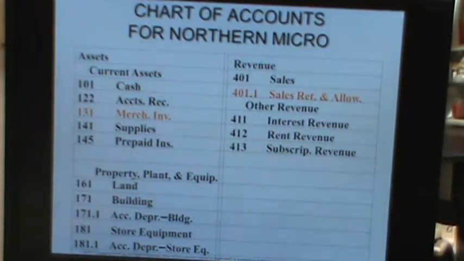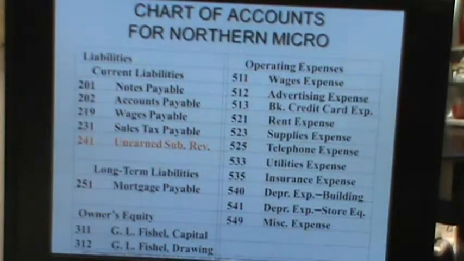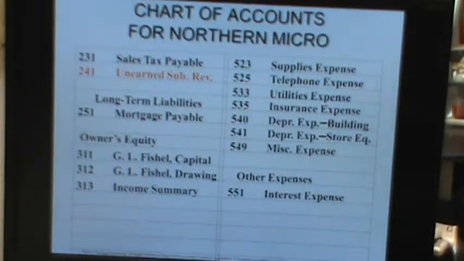On our revenue side, we have revenue, sales, returns, and allowances. That is what we take away from sales when anything is returned. And then our expenses consist of our cost of goods sold, which is purchases, purchase returns and allowances, purchase discounts, and freight in. And you can see the rest of them there as well. It's a pretty large chart of accounts when you get to working with merchandising businesses.